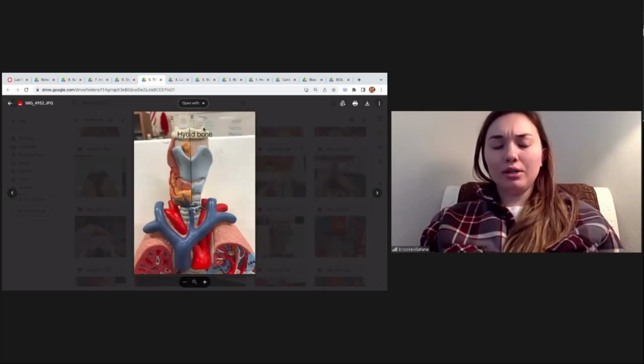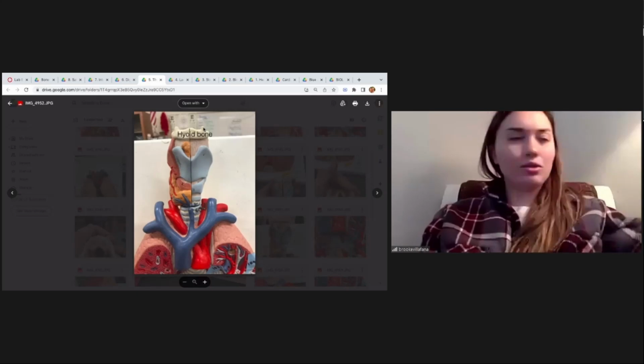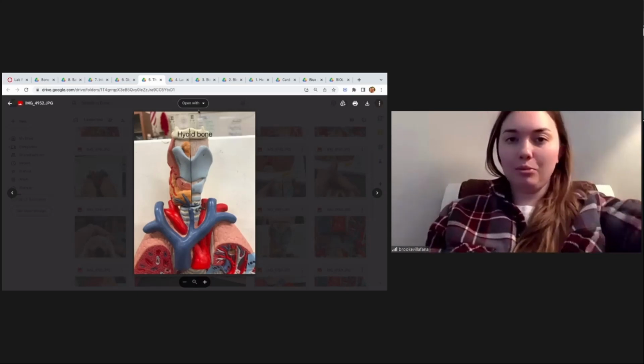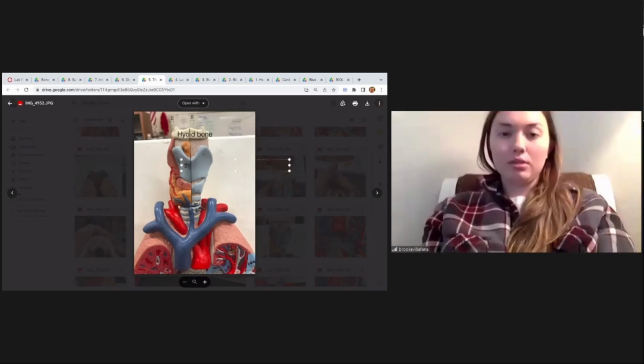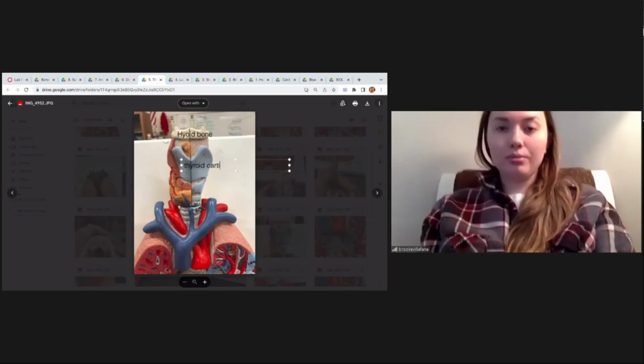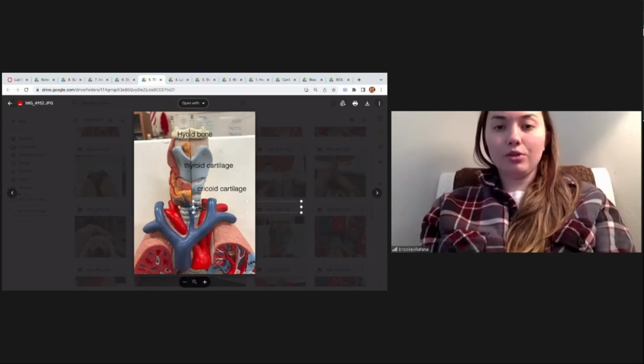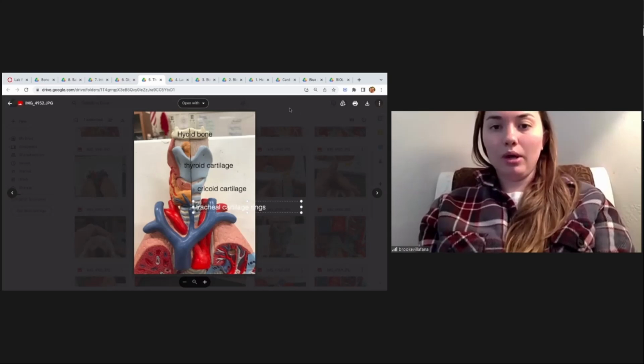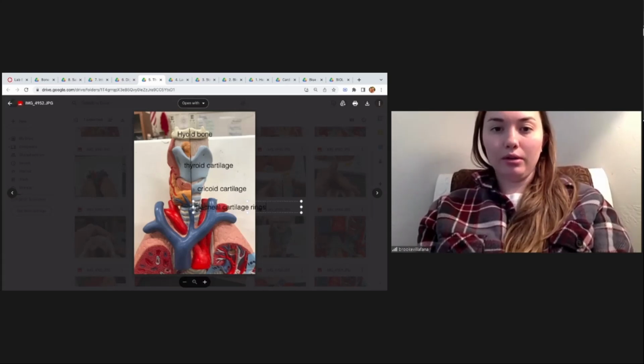You should not need to know the greater and lesser horns because that should just be on your larynx model. This is gonna be your thyroid cartilage. This is your cricoid cartilage. These are your tracheal cartilage rings. Let's see if white works better. I don't know. It's kind of a rough area for a color. But those are your tracheal cartilage rings, these little blue ones, right?